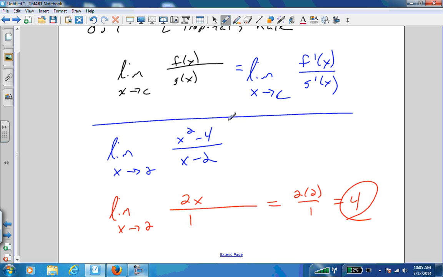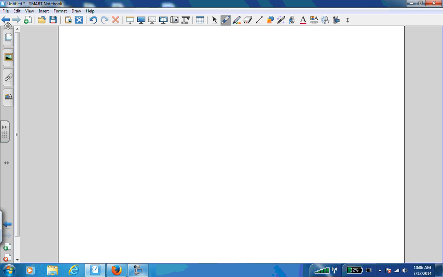Which in the past, the way we would have done that is we would have factored. We would have reduced, and when we substituted a 2 in, we would have gotten 4, which is the same thing. So, I mean, this still works, but L'Hopital's rule will make some functions that are more complicated or some that we're not exactly sure how to algebraically simplify, or some that might not be able to be algebraically simplified, make it to where we can do those limits.